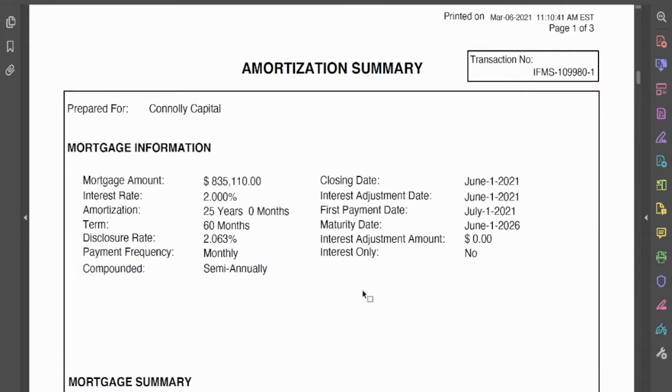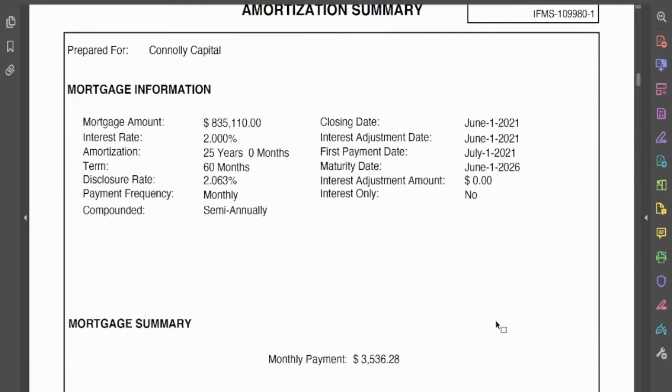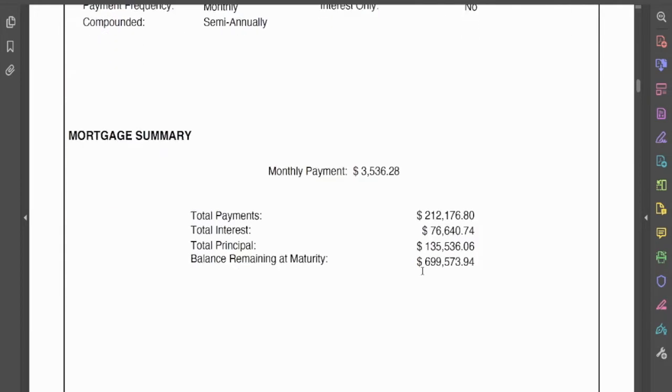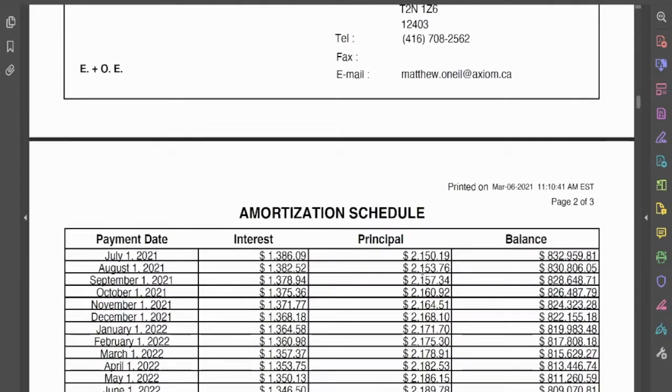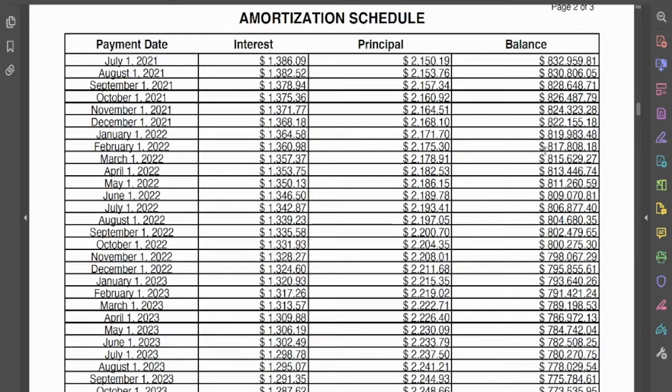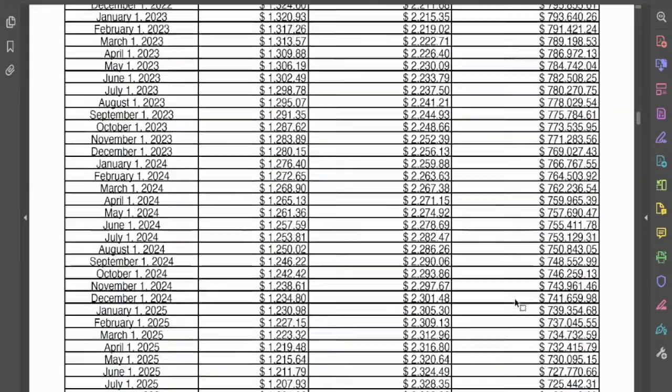Next, we have our amortization summary. Again, it's defaulted monthly for monthly payments. If you would like an amortization schedule for weekly or bi-weekly payments, we're happy to send that along separately. The amortization schedule will show you your proportionate share of interest payments and principal payments, as well as how your mortgage is paid off over time. In this case, this is for a 5-year term.